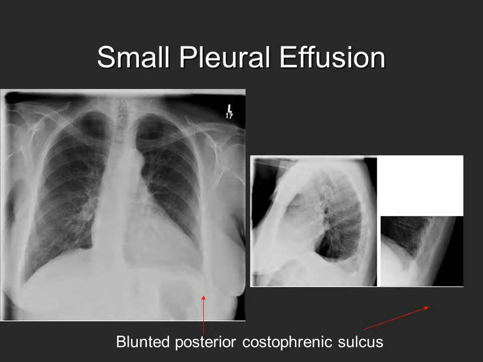These are PA and lateral views of a patient with a small pleural effusion. A pleural effusion is a collection of fluid between the visceral pleura and the parietal pleura. In upright films, the fluid collects in the posterior lateral costophrenic sulcus due to gravity, which gives it a blunted appearance.